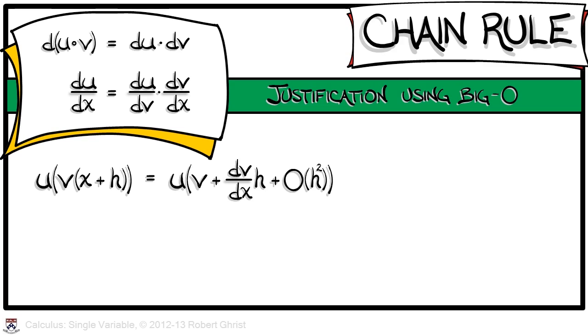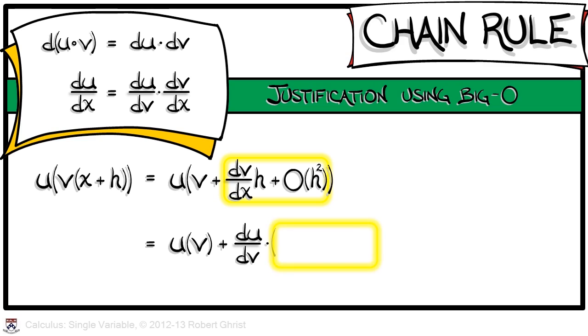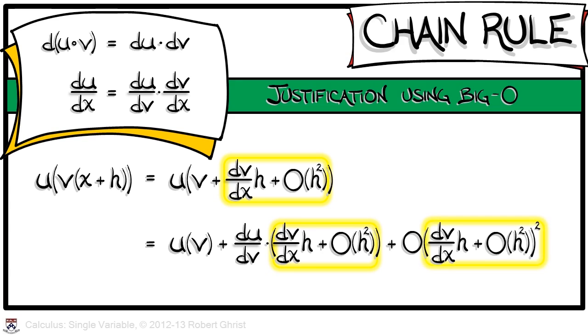Now, we're evaluating u not at v, but at v plus some perturbation, some variation term, which we know has the structure of dv dx times h plus something in big O of h squared. Forget about that structure for the moment. We're going to expand this out. The 0th order term is u of v. Next comes the derivative of u with respect to v times this perturbation term plus something in big O of that perturbation term squared. And now, here come the final steps.